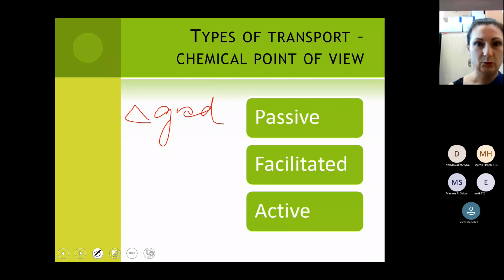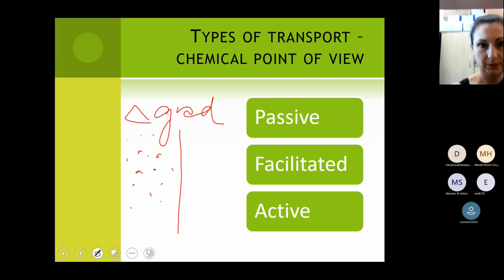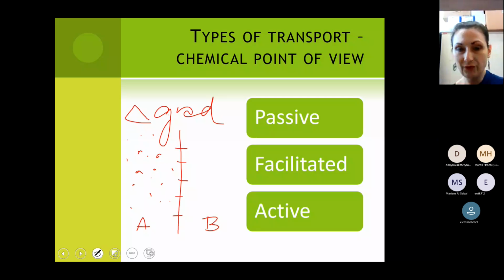So it means that we have a wall, and here are many particles, like this, and on the other side there is practically nothing, maybe zero particles. So naturally, what happens if I open the doors, which can be in the membrane, in a wall? What can happen? The particles from side A to side B will smoothly diffuse through the pores, through the doors. Maybe you can imagine this process.